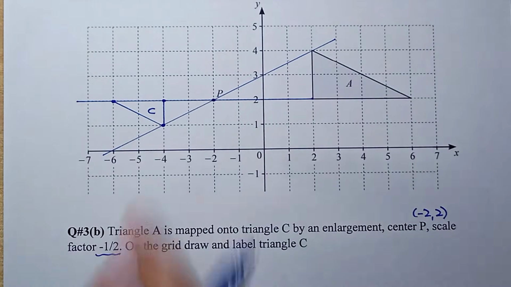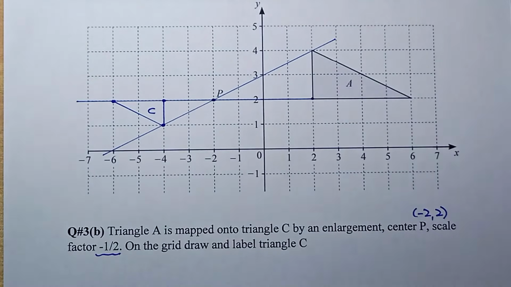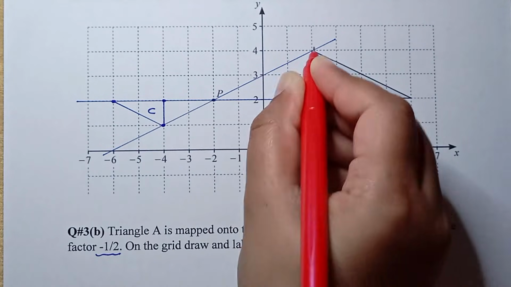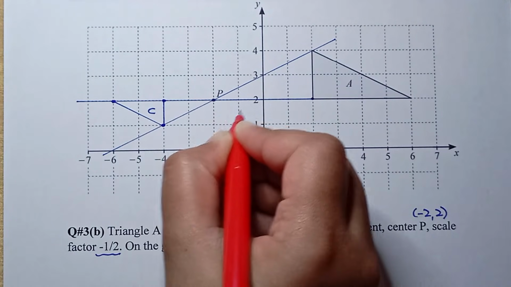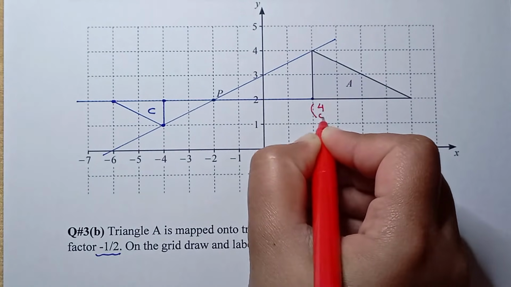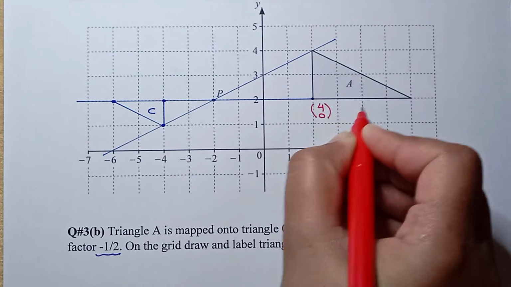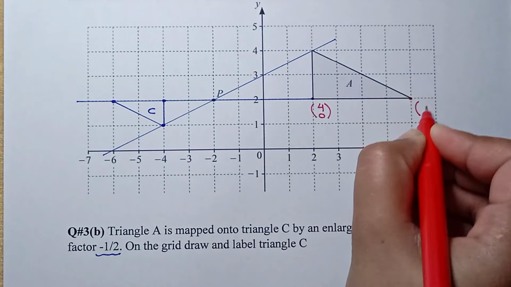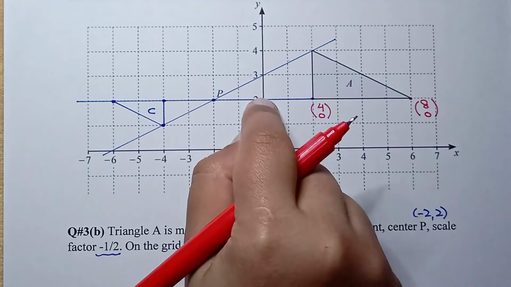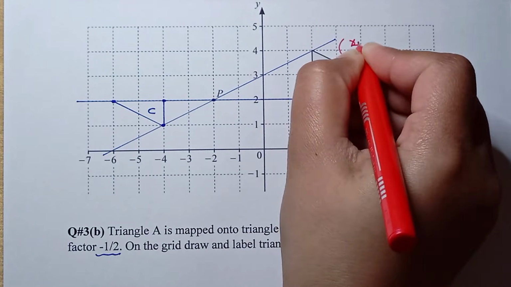If this method is hard for you, then we need to find the coordinates for A. From the center, we need to find all the points for A. So we have to move 1, 2, 3, 4 units to the right. We moved 4 to the right and 0 up or down. For this point, 1, 2, 3, 4, 5, 6, 7, 8, we move 8 to the right and 0 up or down. And for this point, 4 right and 2 up. So we have a point (4, 2).